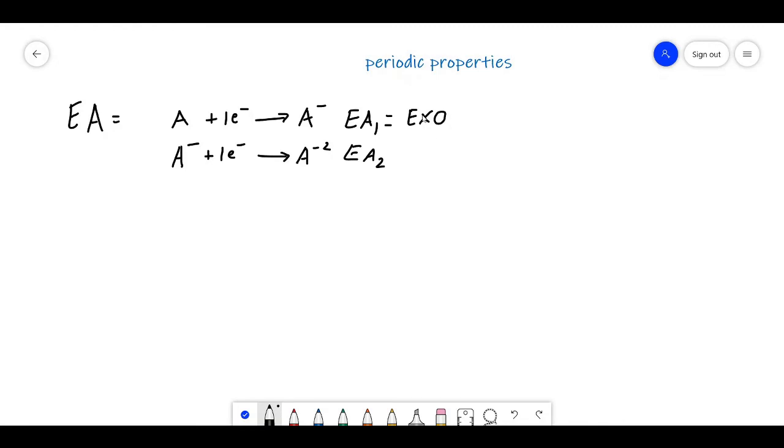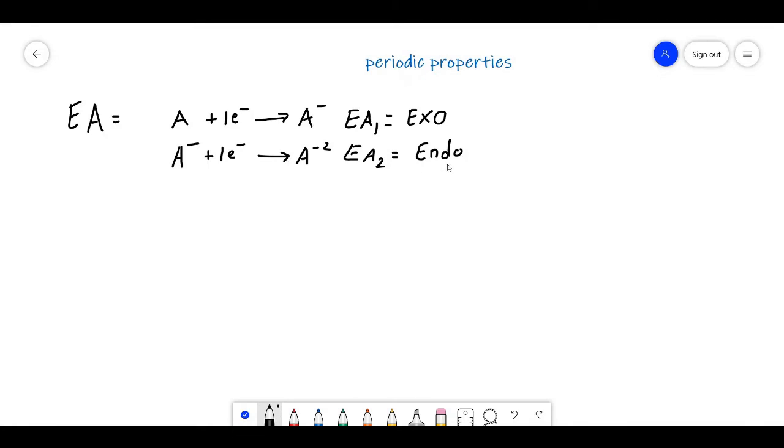Energy is released. But electron affinity 2 is not exothermic, it is an endothermic process. So this point is very, very important. Not only 2. If you take electron affinity 3, 4, 5, they all come under endothermic only. So remember, electron affinity 1 is exothermic and electron affinity 2 is endothermic.